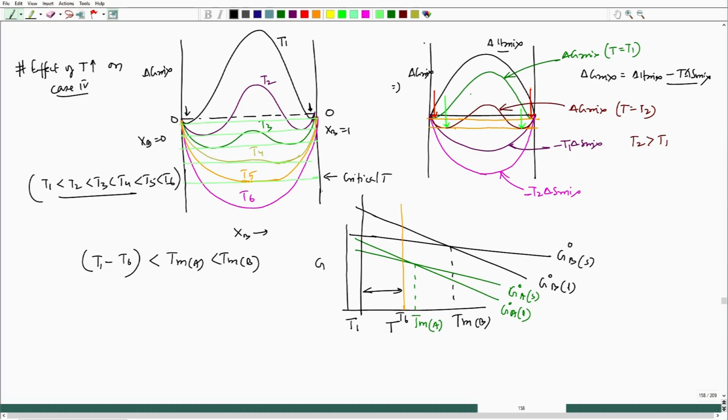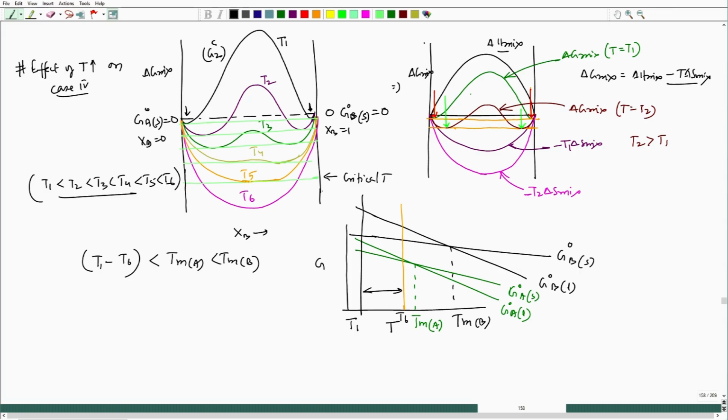So, in that situation I can actually take the pure B solid to be my reference standard state, which can be taken as 0, and here also I can take G A naught solid, which can be taken as 0, because from T1 to T6 solid A is the most stable and solid B is the most stable, as well as solid A would be the most stable for both the metals.